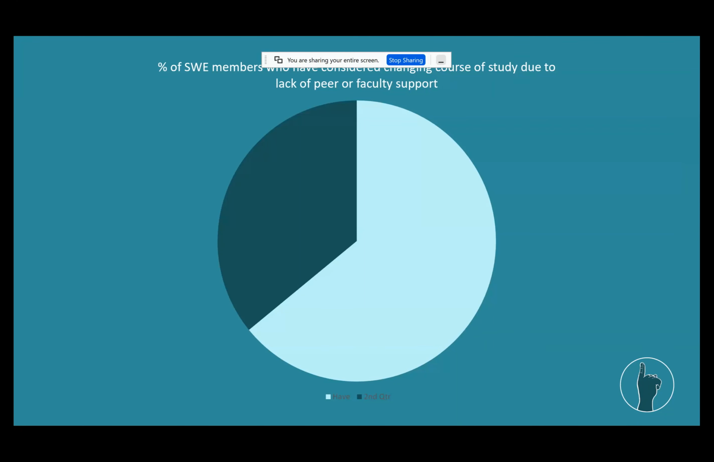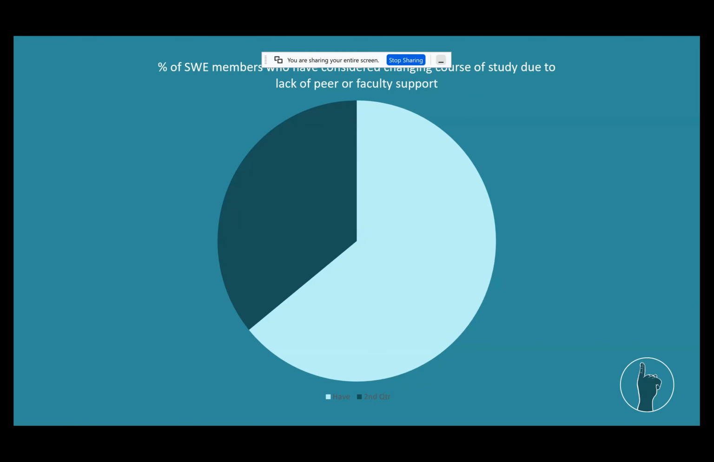The percent of SWE members who've considered changing course of study due to lack of peer faculty support is over 50%. It's an overwhelming majority. And we can see that when we have people in Congress who are not accurately representing our population, how are we supposed to have it that within our education system, it is enforced that it is a supportive and inclusive environment for all, especially when it comes to historically unrepresented fields such as STEM for women and people of color?